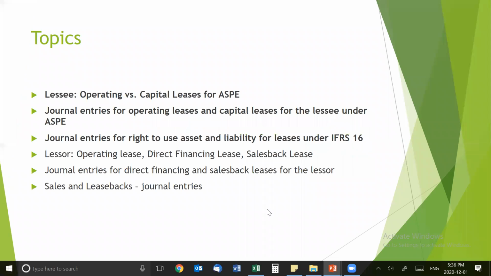I'll show you just the topics we're going to go through. We're going to go through how you determine what type of lease it is for the lessee under ASPE. Then we're going to go through the journal entries for the different types of leases under ASPE. And then we're going to go through the journal entries for the lessee under IFRS. So we're just going to do the three top topics in this video.